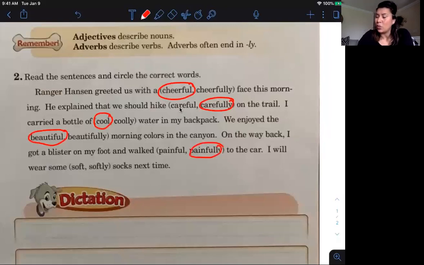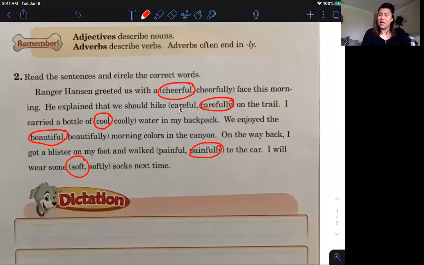And the last one, I will wear some soft socks next time, or I will wear some softly socks next time. Well, soft is what something is. Softly is like an action, right? How you would speak, how you would whisper, how you would sing, right? So that doesn't really make sense. Softly does not make sense, but soft does make sense because something can be soft, like socks.